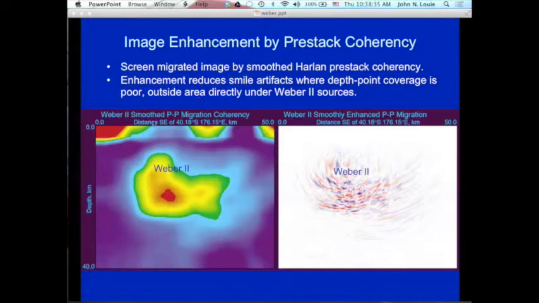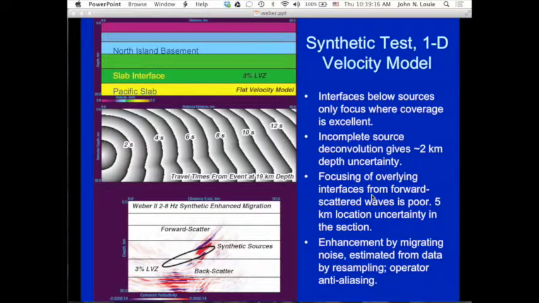Okay, so we smooth out the Harlan a bit, and we screen the data migration through that, and here's an enhanced migration coming out of the Harlan script. This would be called an EX dot image. It has toned down the artifact some. It has enhanced the features that I believe anyway: this kind of flat spot that's highly reflective, and these dipping spots. So that was the first attempt.